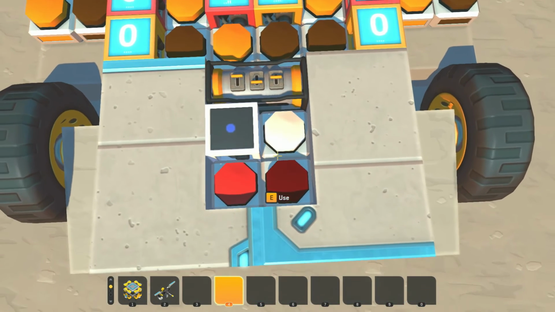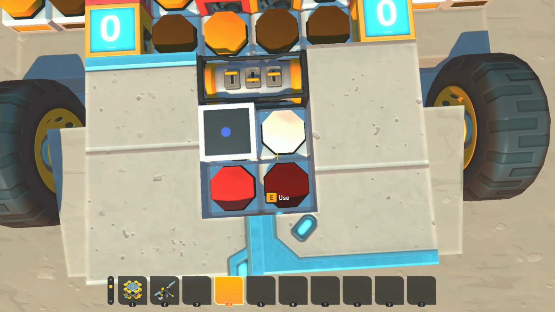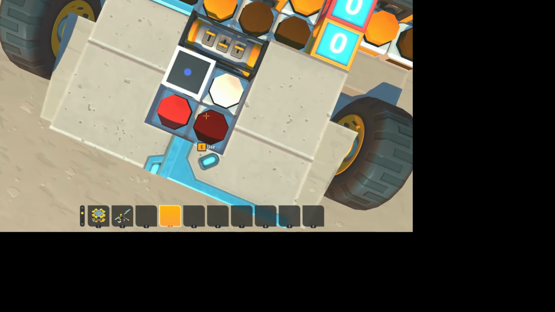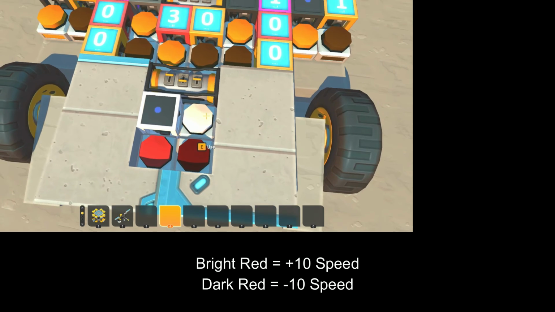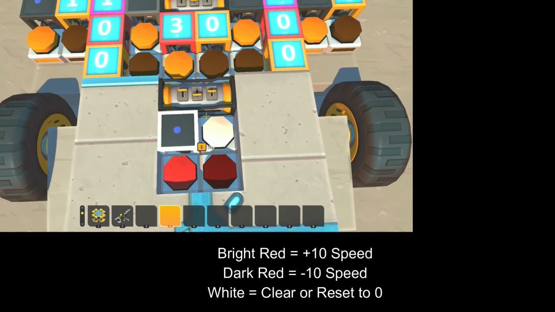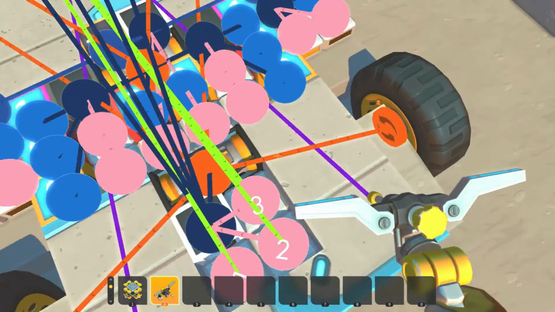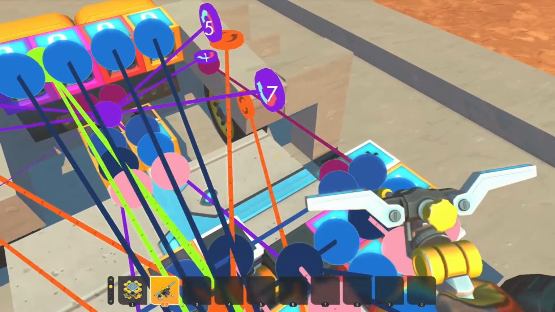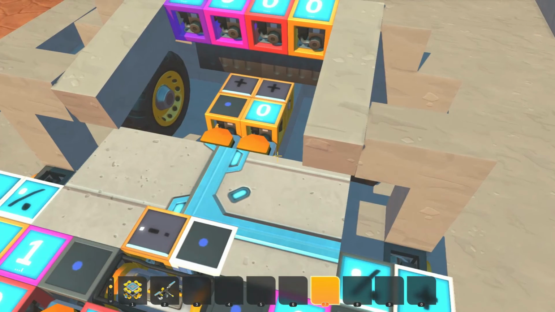And for the speed system, it literally just uses these 1, 2, 3, 4, 5 blocks. So it has the up, the down, and then the clear, and then that goes into this engine. That engine goes to the back wheels and the front wheels. But that's basically how this works.